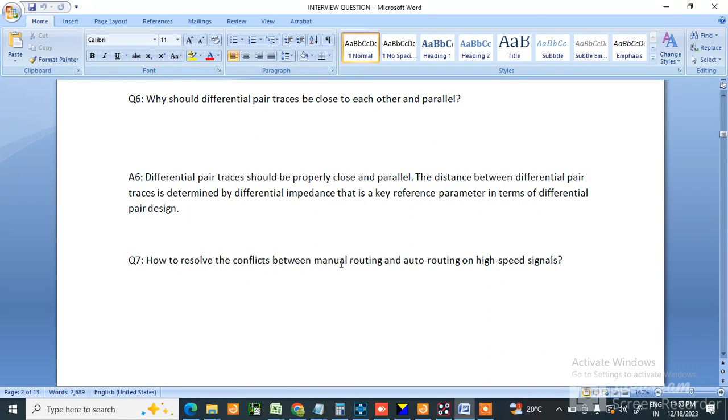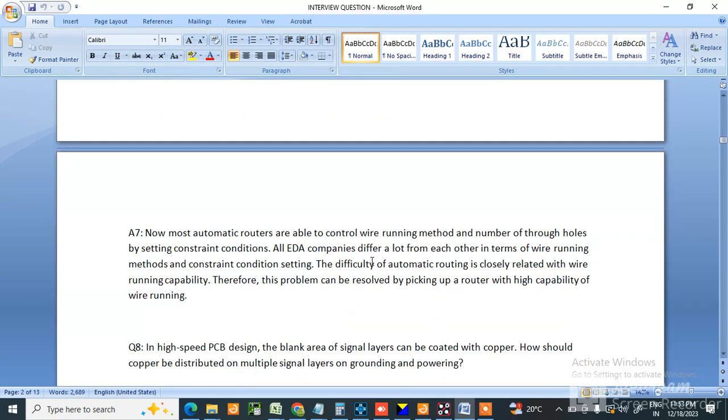And how to resolve the conflict between manual routing and auto routing on high speed signals? Now most automatic routers are able to control wire running method and number of through holes by setting constraint conditions. All EDA companies differ a lot from each other in terms of wire running method and constraint condition setting. The difficulty of automatic routing is closely related with wire running capability. Therefore, this problem can be resolved by picking up a router with high capability of wire running. Don't go for auto routing. Better go manual routing only.